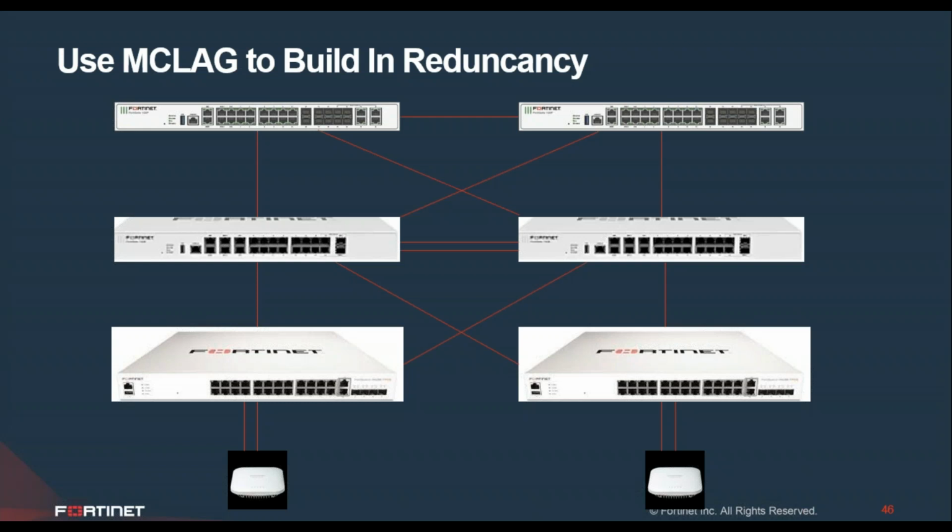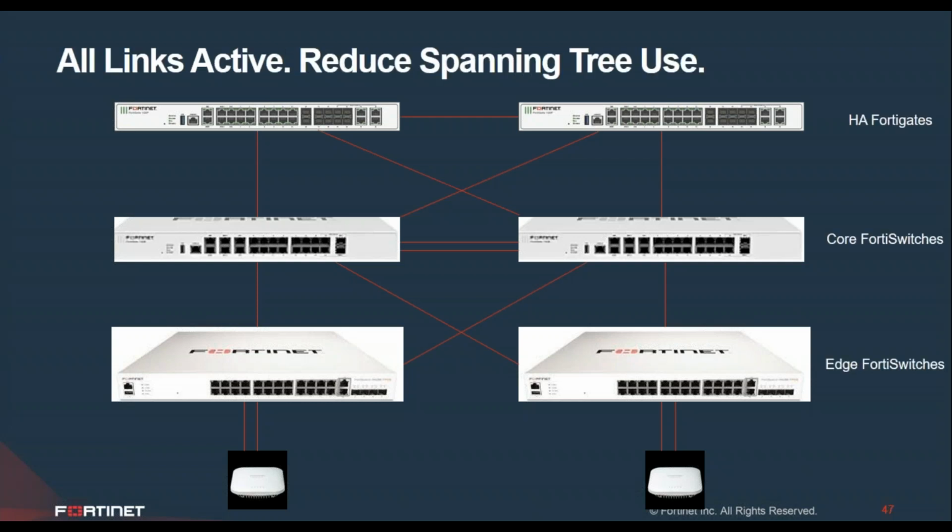This architecture with MC-lag actually reduces spanning tree use. All of these links are going to be active. So they're not only providing redundancy, they're also providing aggregated throughput. So I'm not using spanning tree in this architecture to have an active link and a backup link that's discarding, waiting for the active link to go down before it kicks in. I have a full, active, link aggregated, redundant network here, and it was very easy to deploy it with FortiLink.